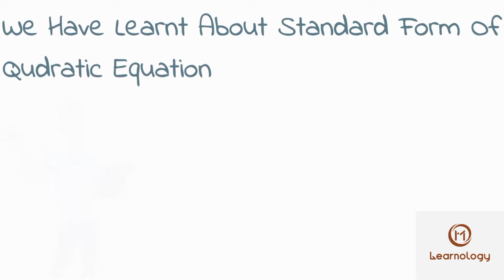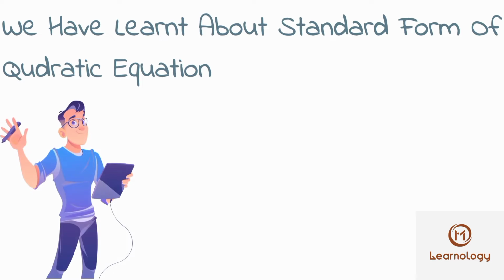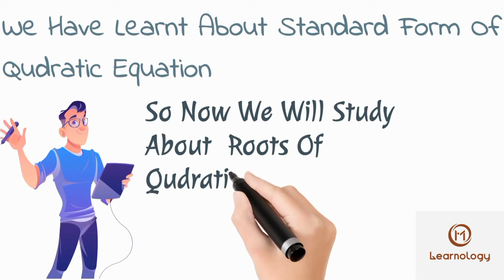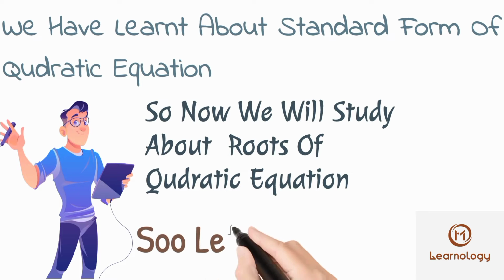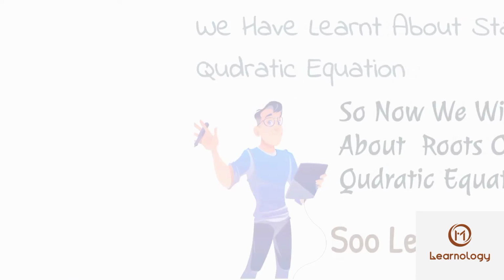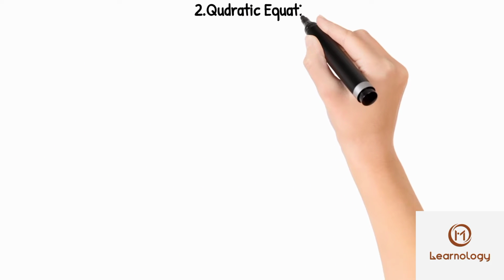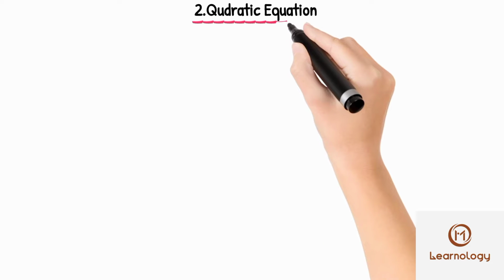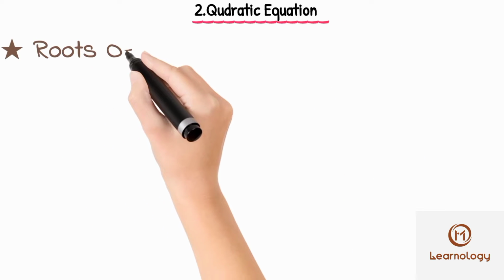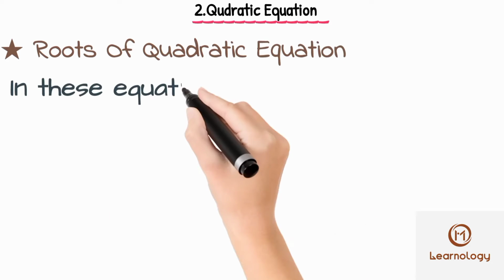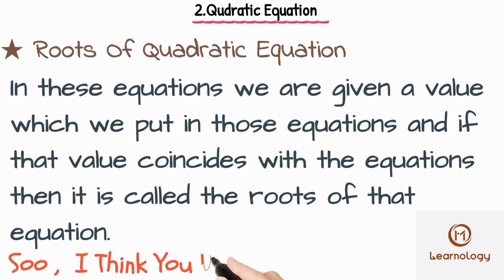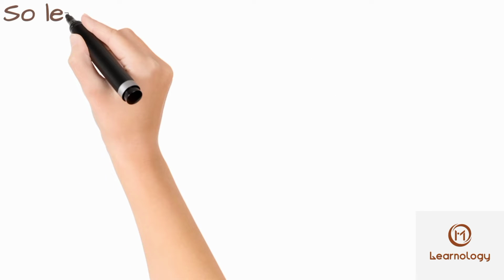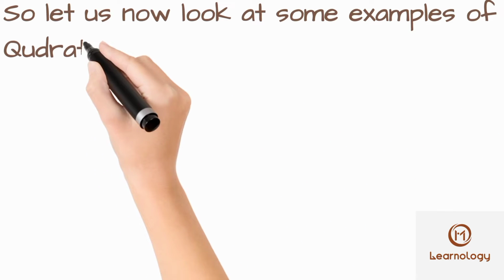In the last lecture we learned about the standard form of a quadratic equation. So now we will study the roots of a quadratic equation. In this equation we are given a value which we put in the equation, and if that value satisfies the equation, then it is called a root of that equation. So let us now look at some examples of quadratic equations.